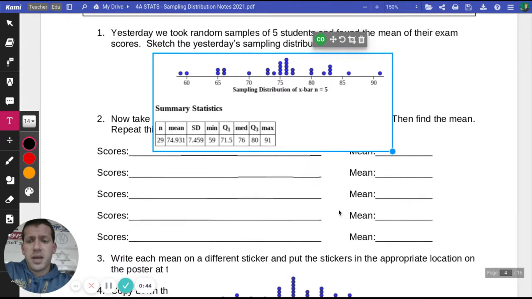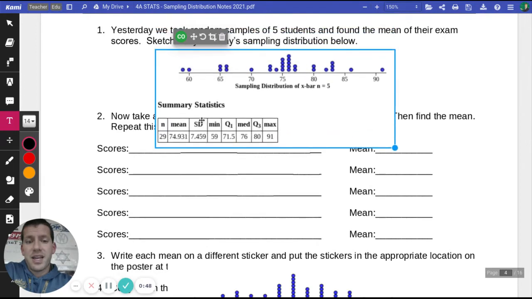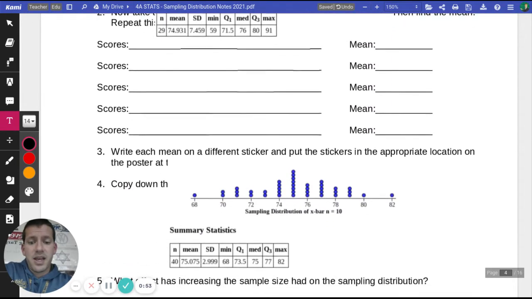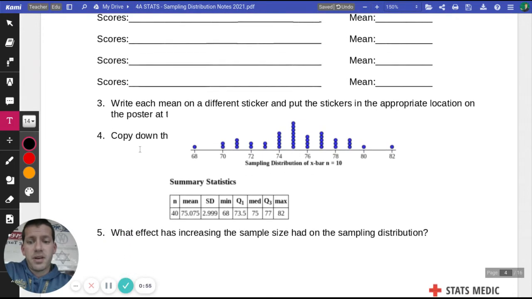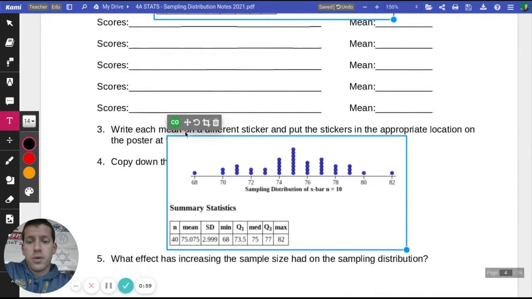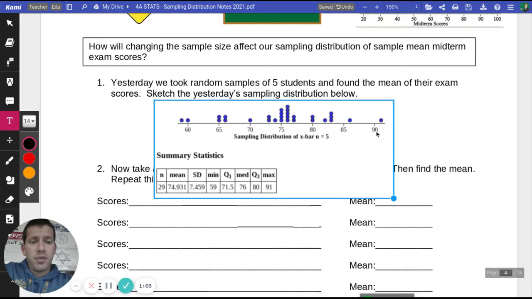So then in this topic, we're going to repeat that, and we're supposed to do it with a sample size of 10 students instead of just 5. So I went ahead and did that, and let's take a look at what happened. Now our low is 68 compared to our low below 60, and our high up here is 82 compared to our high here above 90.